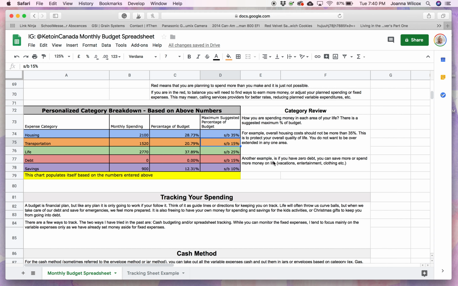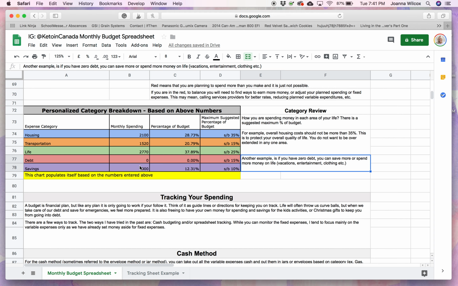So if you have zero debt, you can save more or spend more money on vacations, things like that. This is just to try and keep you aware of, with the money I'm earning, where should I be in terms of costs and how am I setting myself up there, especially when it comes to savings.